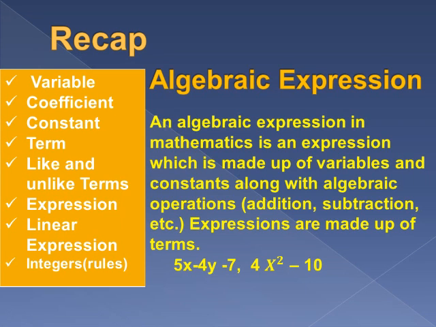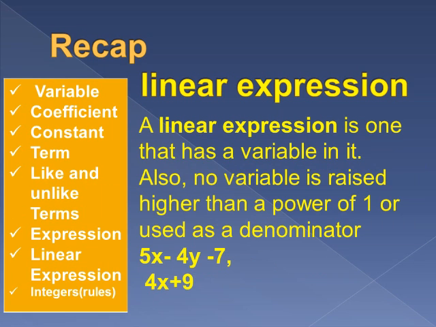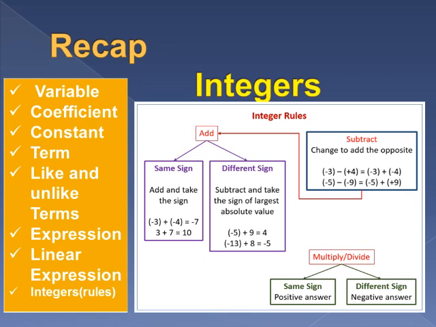An algebraic expression is an expression built up from integers, constants, variables, and other algebraic operations. Here two examples are given: 5x minus 4y minus 7 and 4x square minus 10. These are examples of algebraic expressions. Now linear expression. A linear expression is an algebraic expression where the power of the variable is equal to 1. Here some rules of integers are given.